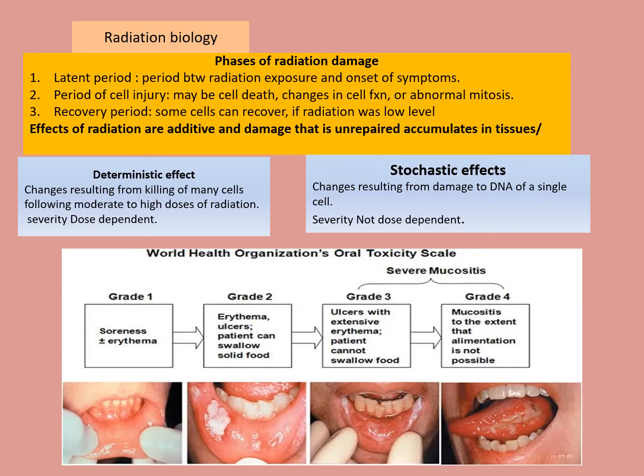Now we can see some of the phases of radiation damage here. The latent period, the period of cell injury. So the latent period starts between radiation exposure and the onset of symptoms. The period of cell injury may involve cell death, change in cell function, abnormal mitosis. And if your radiation is low level, some of the cells can recover, but some of the cells will be dead.